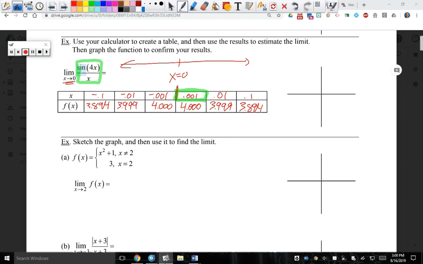Now, some of you may like the graph. You can use the graph, you can use the table, you can use whatever you want. But please make sure you know how to do both. You have to know how to do both, not just pick your favorite.